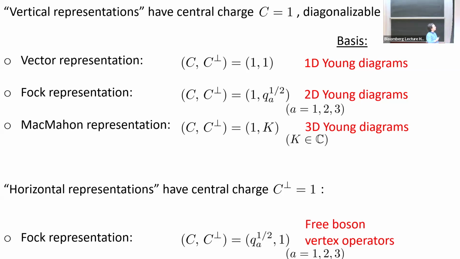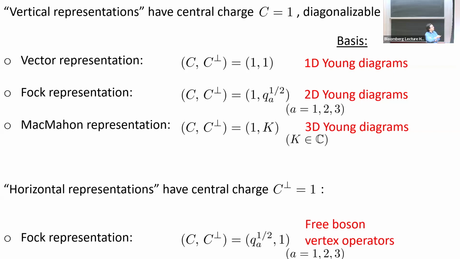The simplest one to consider is called the vector representation. In this case, both central charges are equal to 1. And a basis, if you want to label the elements of this representation, is famously given by one-dimensional Young diagrams. We won't need that, but I'm just telling you if you're curious.